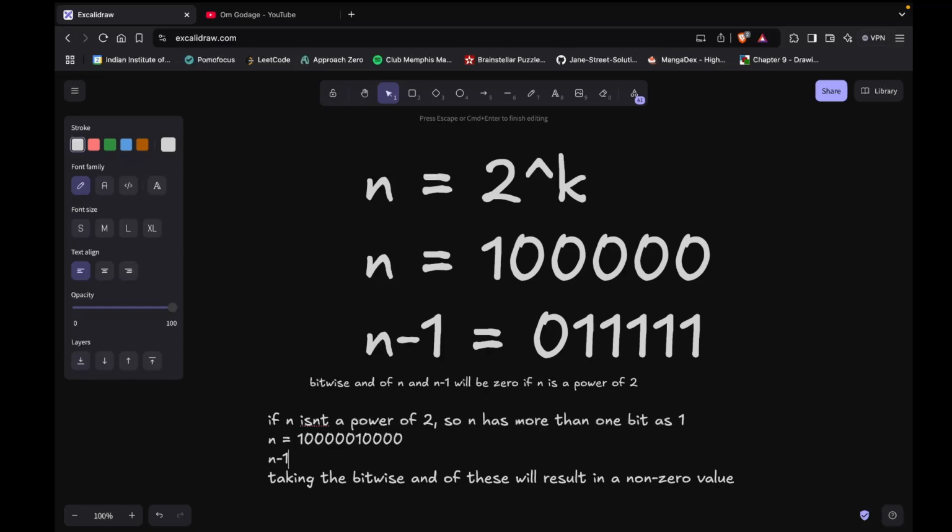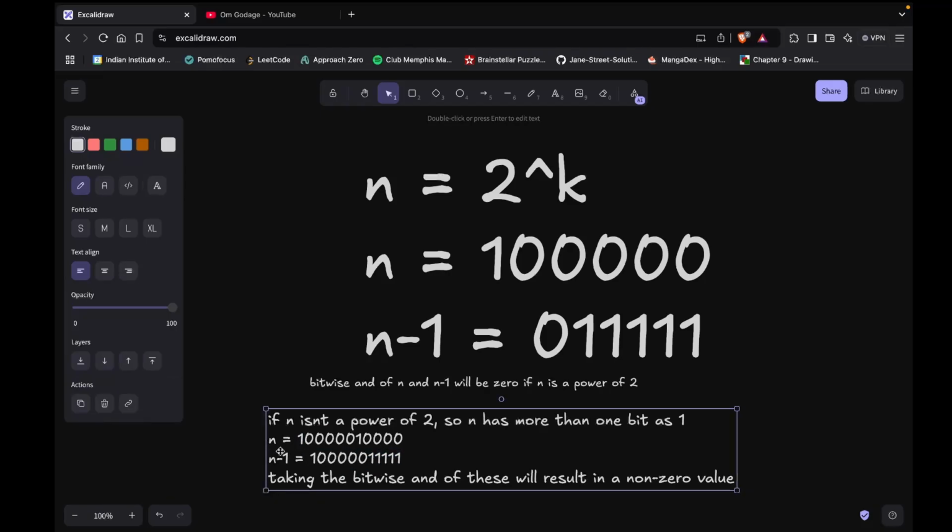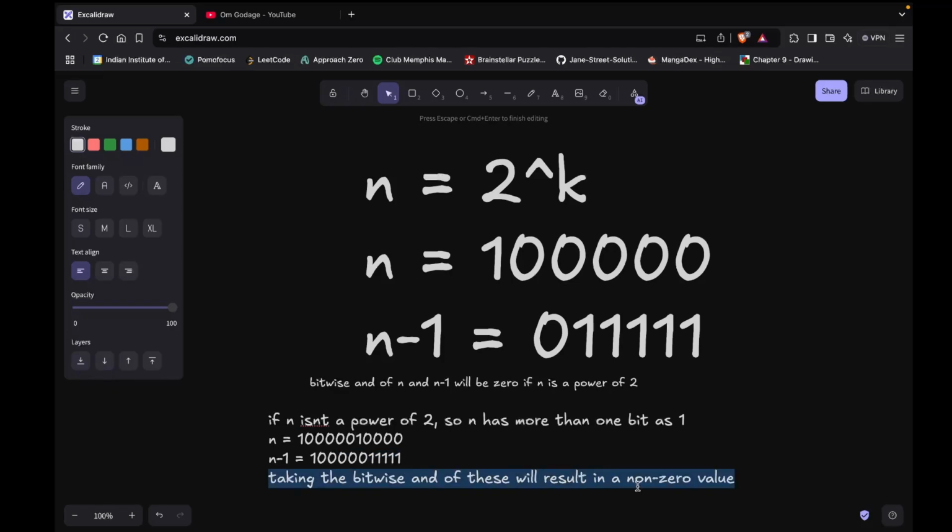So when you calculate n minus 1, the most significant bit will remain unchanged. It will remain as it is in this number as well. And the rest of the stuff will change. So this will become 1 1 1 1, which is fine. The most significant one stays unchanged in n and n minus 1. And so whenever you take the bitwise AND of both of these, it will give you a 1, and the rest might be anything. So this will always result in a non-zero value.